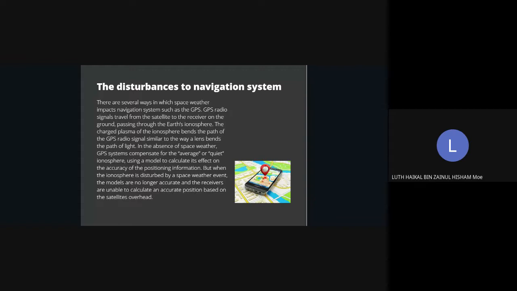In the absence of space weather, GPS systems compensate for the average or quiet ionosphere, using a model to calculate its effect on the accuracy of the positioning information. But when the ionosphere is disturbed by a space weather event, the models are no longer accurate and the receivers are unable to calculate an accurate position based on the satellites overhead.